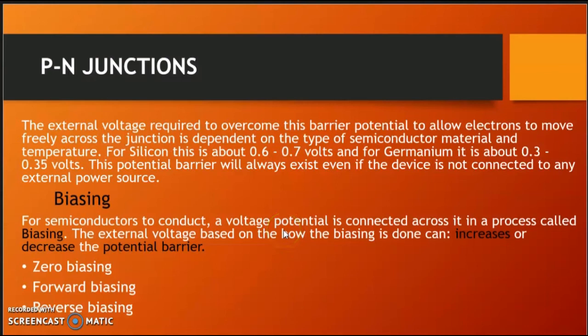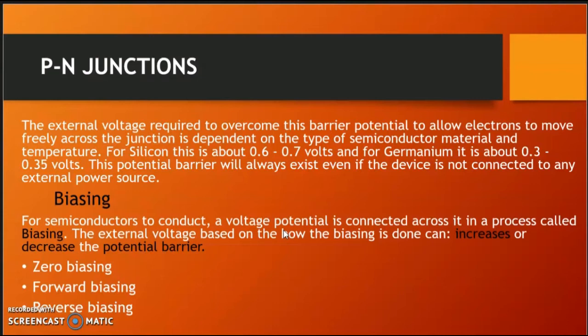So when we say biasing, it is the producing or introducing of an external voltage to overcome the potential barrier or the depletion layer in the p-n junction. The external voltage required to overcome the barrier potential to allow electrons to move freely across a junction is dependent on the type of semiconductor material and the temperature. So depending on the material or the semiconductor we are using, we have some amount of voltage to overcome their potential barrier or the depletion layer or zone.